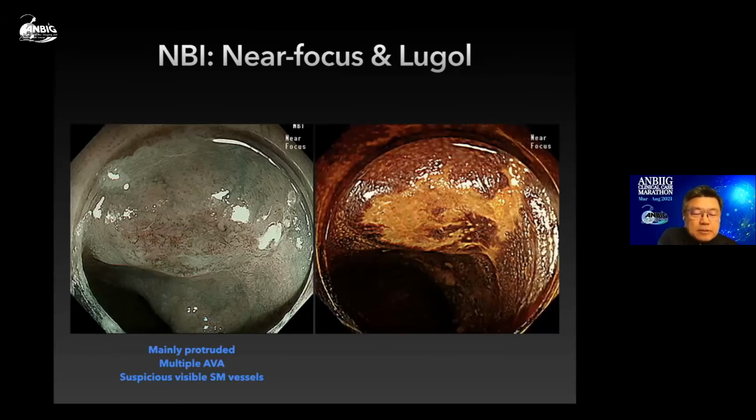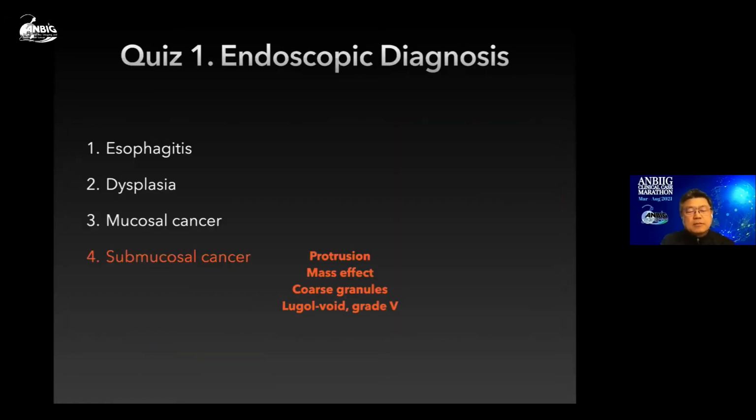You can see that this main tumor is elevated and protruded, and in some proportion, the lower margin looks like an SMT shape. So these are suspicious of submucosal cancer. But I don't know exactly, but these findings are very important.